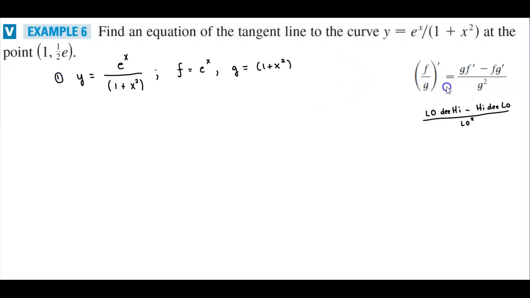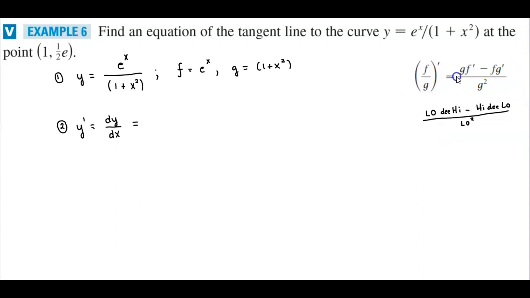Now again, over here to your right, when we have our quotient rule, we can say that g times f prime minus f times g prime over g squared, or the best way to remember it is low d high minus high d low over low squared. So what we want to do is find y prime. Now remember that y prime is the same thing as dy over dx. Okay, so what we want to do is find the low.